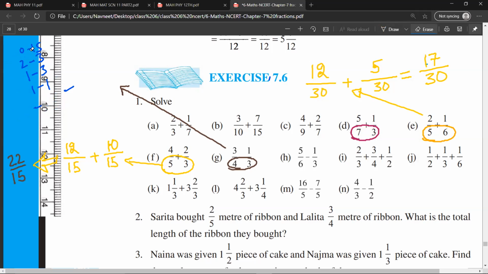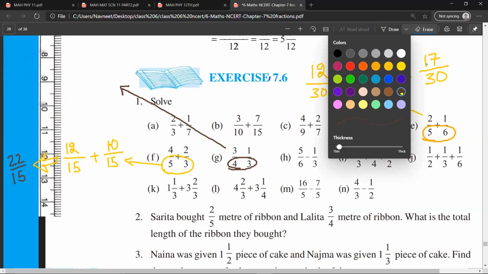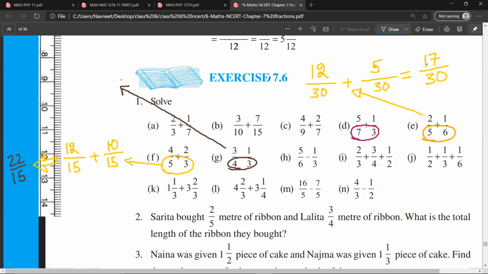12. Very nice. So the fraction would be something upon 12 plus something upon 12. Something upon 12 minus something upon 12, because there is a minus in between. What should I write here and what should I write here? 9 by 12 and 4 by 12. What will be my final answer? 5 by 12.